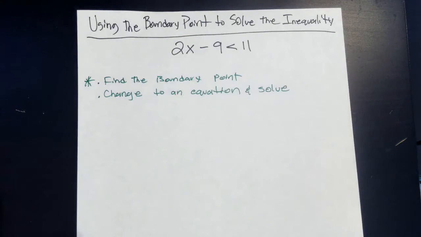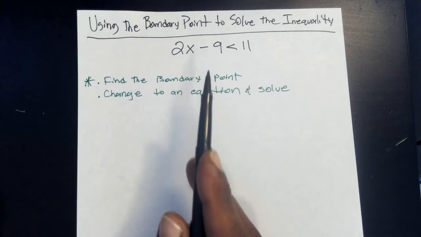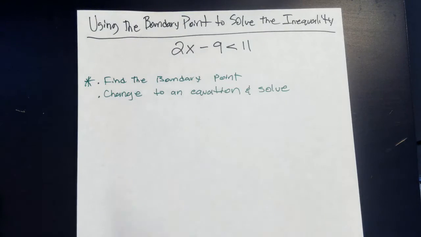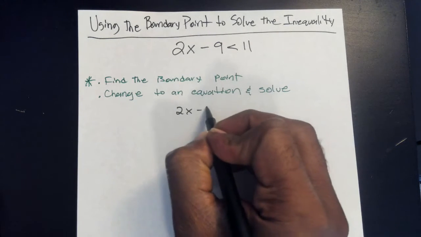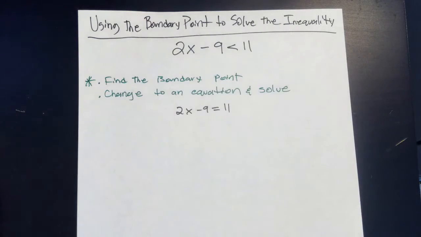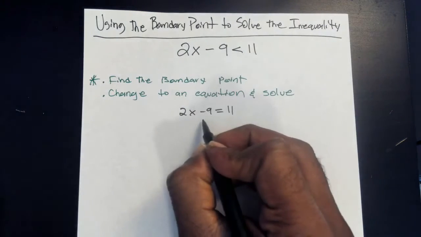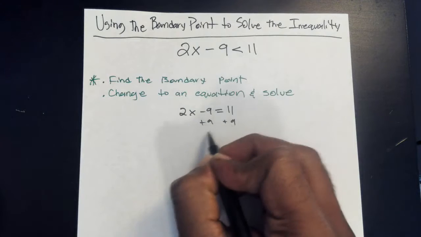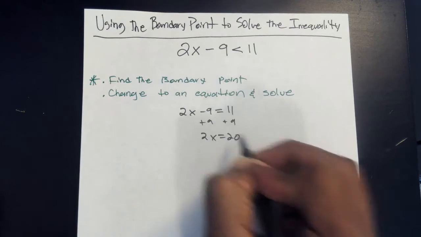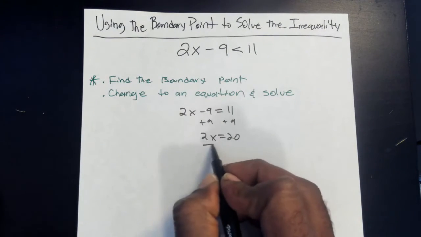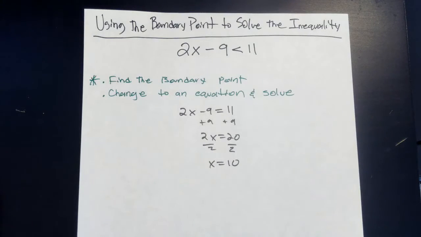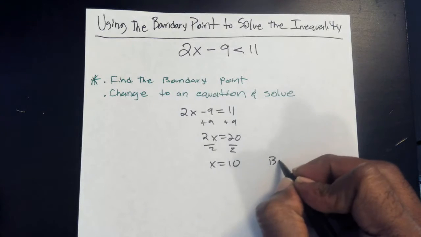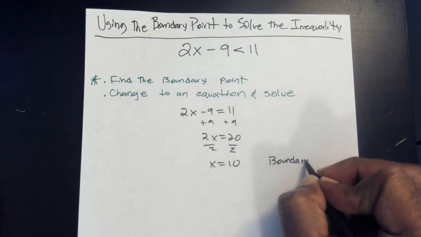First, you want to find the boundary point: change your inequality to an equation, and then solve it. Let's take our inequality and change it to 2x minus 9 is equal to 11. Solve this equation. We've been doing this all year. Add 9 to both sides, we get 2x is equal to 20. Then we can divide by 2, so we get that x is equal to 10. Now, this right here is the boundary point. That's how you find the boundary point.